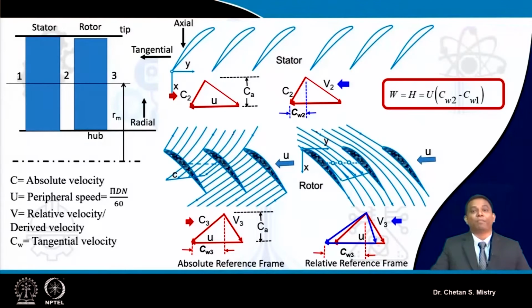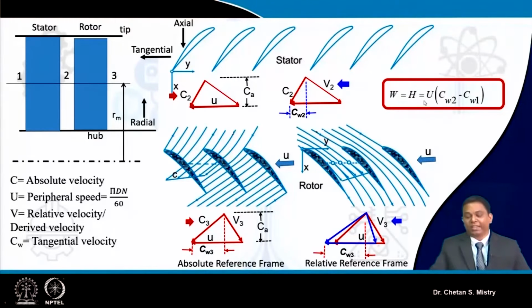Name a few: peripheral speed, which we represent as u; my absolute velocity, which we represent as c; and our relative velocity, which we represent as v. We have the axial flow velocity component, represented by CA. And we have the whirl component or tangential velocity component, which we write as CW. And in the last lecture we were discussing our fundamental equation, Euler's equation.